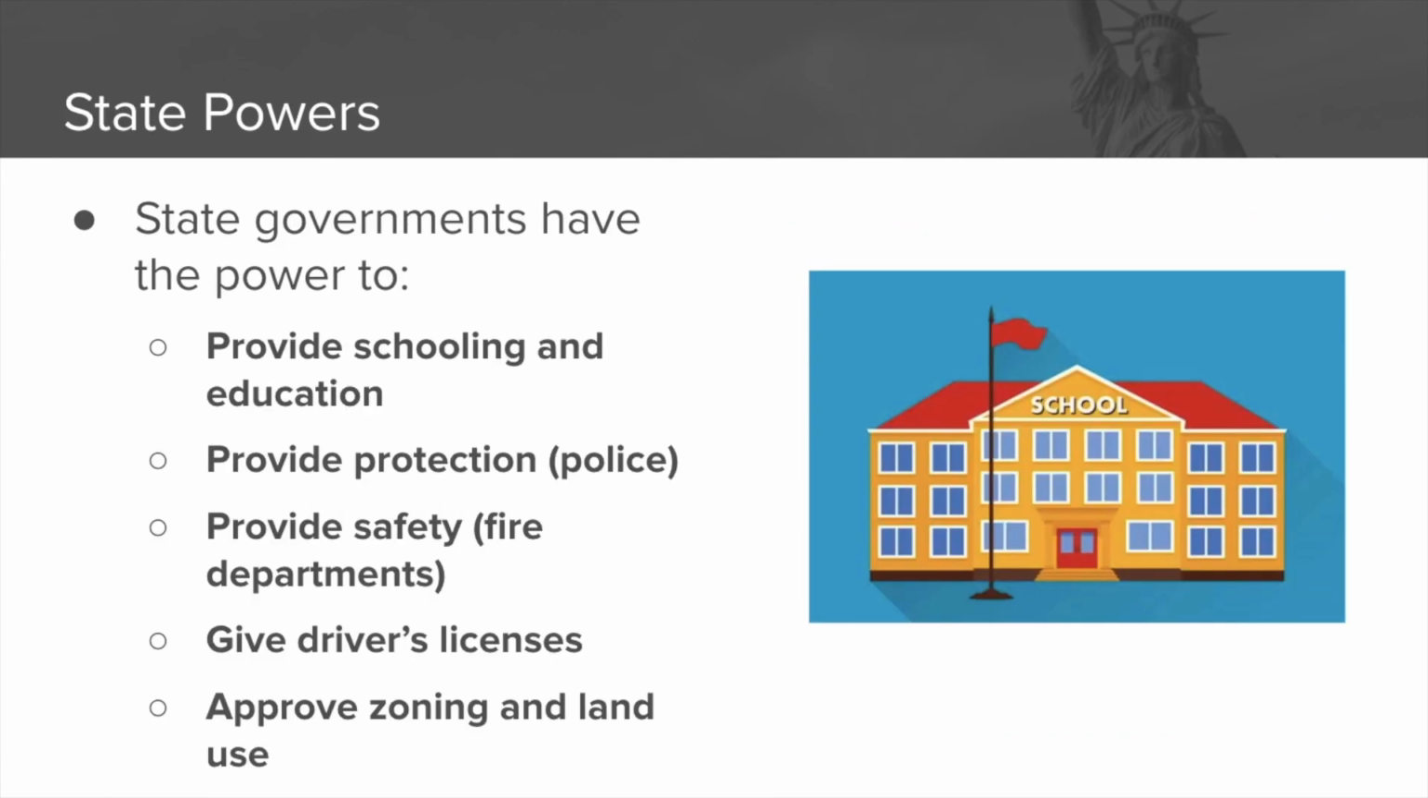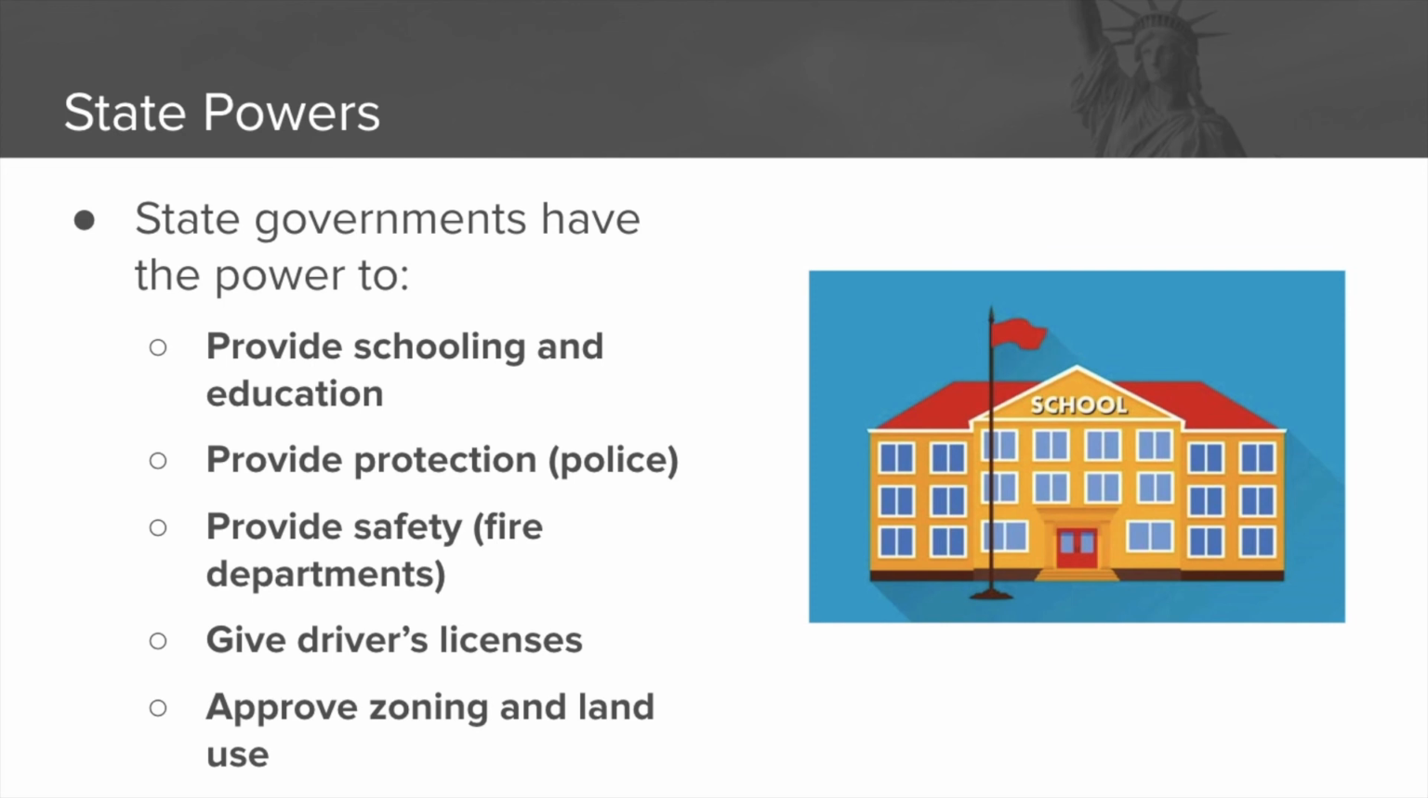And then states are given other powers, such as the power to provide schooling and education, the power to provide protection in the form of police, power to provide safety in the form of fire departments, the power to give out driver's licenses, and the power to approve zoning and land use. So make sure you get one of these written down on your note sheet for state powers.